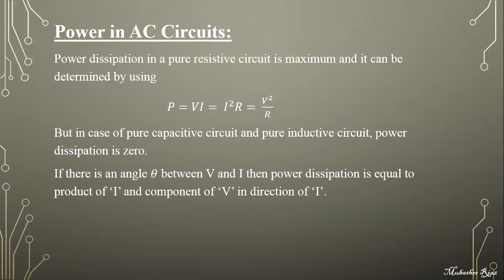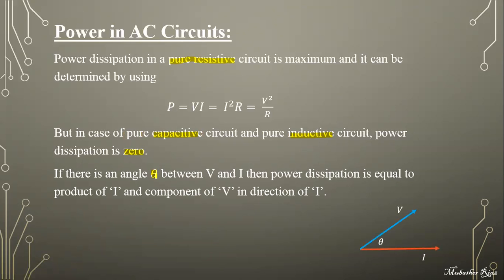अब ये थर्ड सिचुएशन है. जो पहली सिचुएशन थी कि when there is a pure resistive circuit, in pure resistive circuit V and I are in phase. But in case of pure capacitive circuit as well as in case of pure inductive circuit, voltage and current, they have phase difference equal to 90 degree. That's why power dissipation is equal to 0. But there is third situation when there is angle theta between V and I, then power dissipation would be equal to the product of V, component of V and current I.